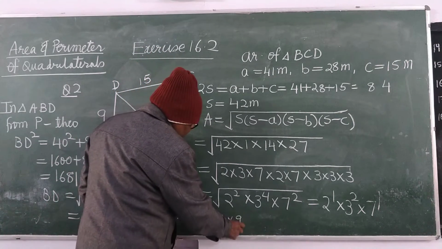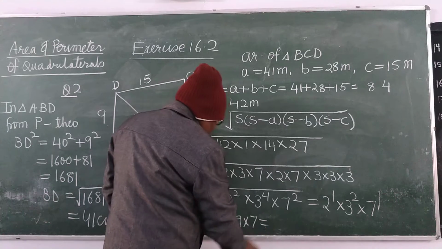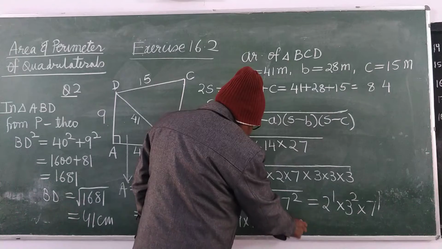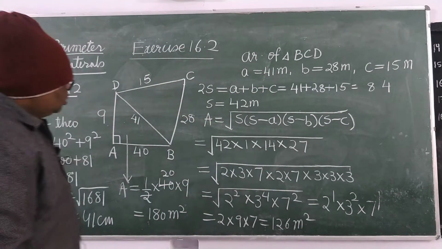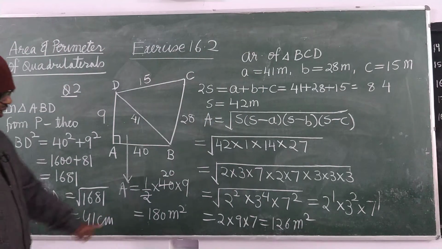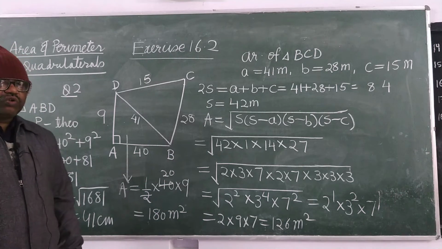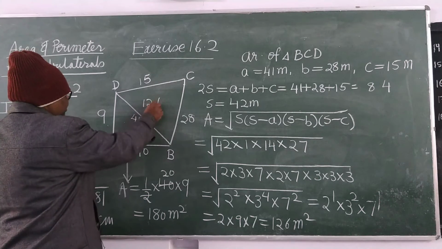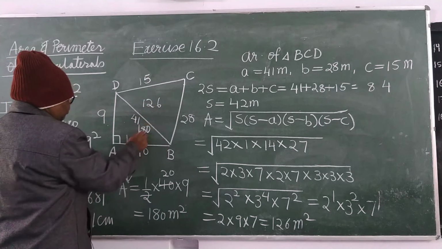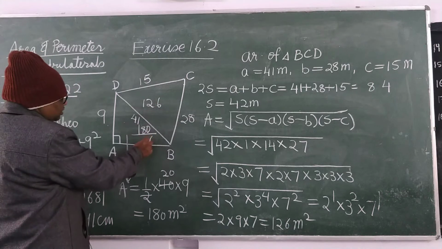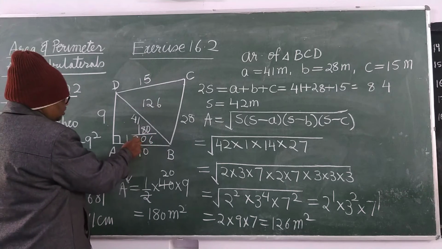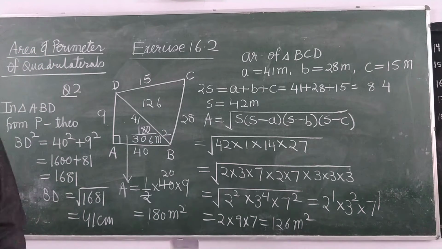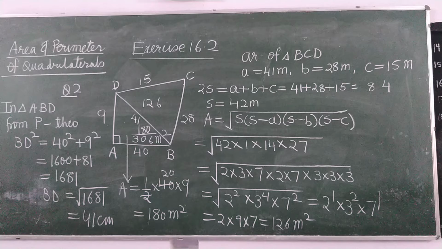2 into 9 into 7. So 63 into 2, that is 126 meter square. So what will be the area of the quadrilateral? 180 plus 126, that you can find. This is 306 meter square. This will be the area of the quadrilateral. So this is question number 2.